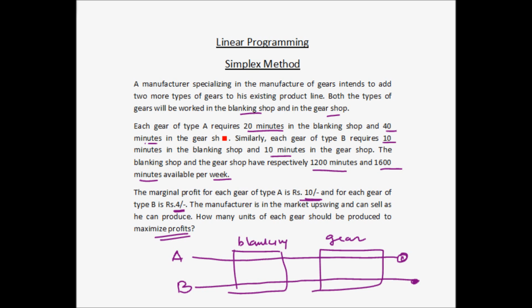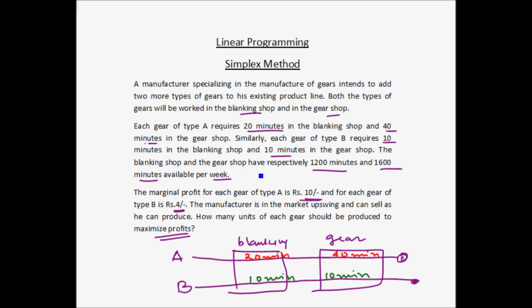Now each gear of type A requires 20 minutes of processing in the blanking shop and 40 minutes of processing in the gear shop. So 20 minutes in the blanking shop and 40 minutes in the gear shop. Similarly, each gear of type B requires 10 minutes in the blanking shop and 10 minutes in the gear shop. So each gear of type B needs 10 minutes in the blanking shop and 10 minutes in the gear shop.